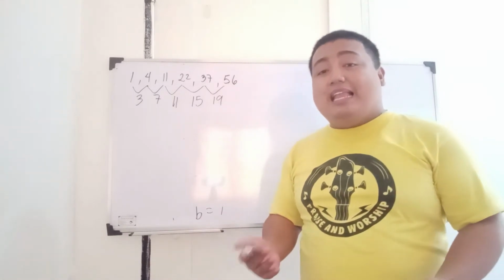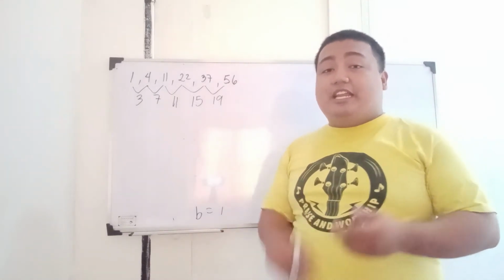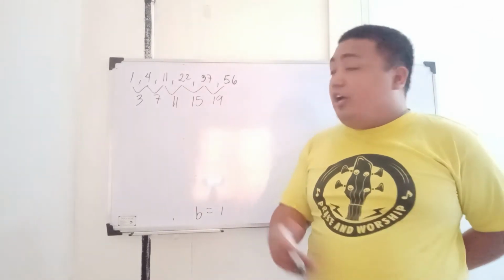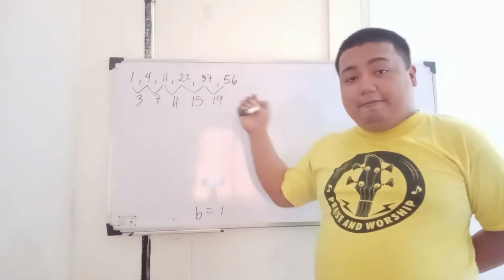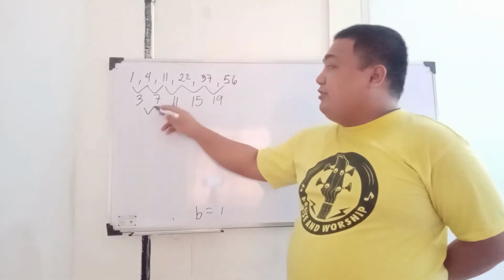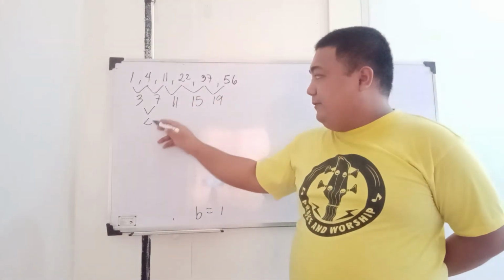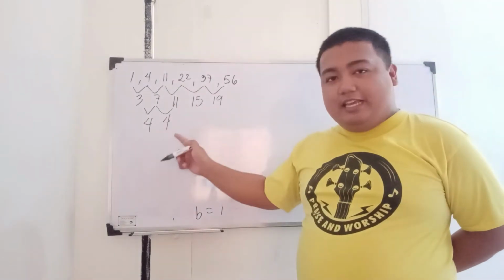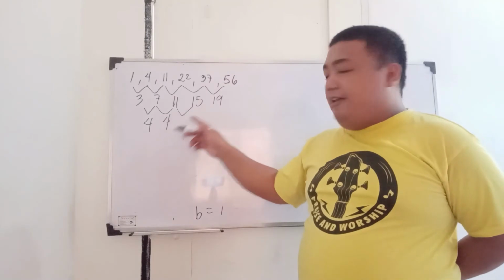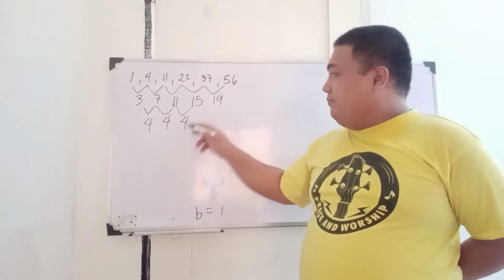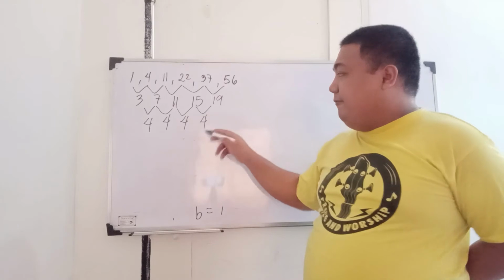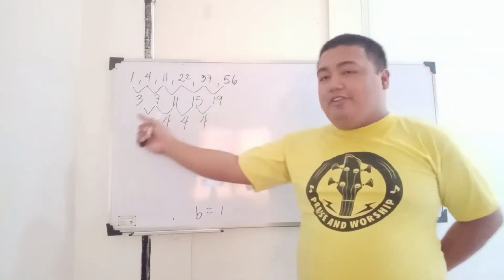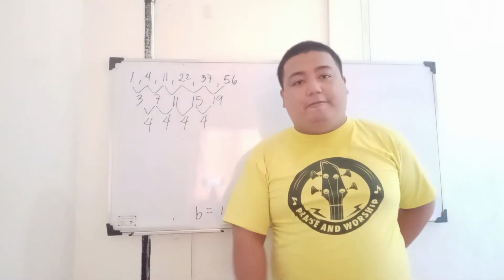Pero syempre, kailangan natin mahanap kung nag-generate ba talaga siya ng pattern o hindi. So, sabihin, magdi-deep down na tayo after ng 3, 7, 11, 15, and 19. 3 to 7, that is 4. 7 to 11, 4 steps. So, medyo nagiging common na tayo. 11 to 15, 4 steps. 15 to 19, 4 steps. Take a look. So, sa second row tayo nagkaroon ng common difference.